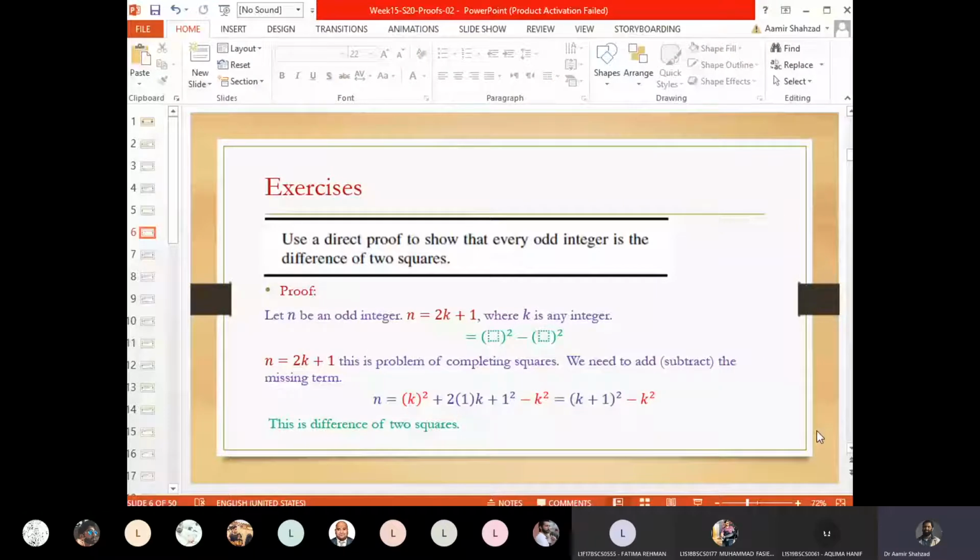So again, I repeat how we do it. We take an odd number, or odd number is 2k plus 1. We do completing squares, completion of squares. We add k square and we subtract k square. So जब k square को add किया, so we'll get k plus 1 whole square. और दूसरी टर्म हमारे पास already आ गई minus k square. So this is going to be a difference of two squares.